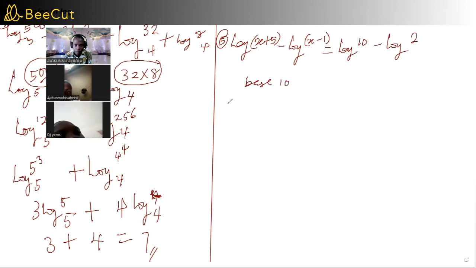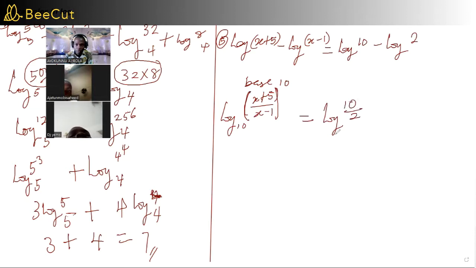So this is going to be log of base 10 into x plus 5 divided by x minus 1, then equal to log of base 10 of 10 divided by 2. Is that clear to you now? Because this is minus, that is why we are dividing the two brackets. And this is minus, that's why 10 is being divided by 2.